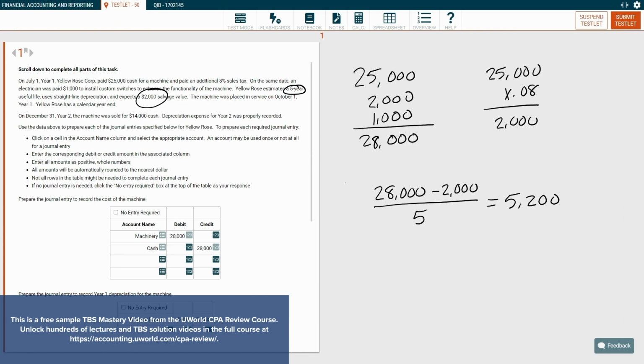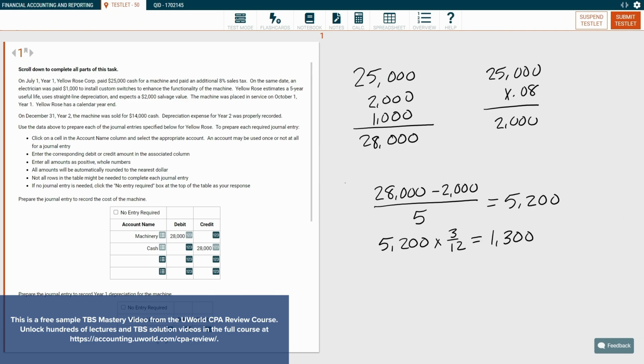What happened here, though? We placed this in service on October 1st, so we really just want October, November, December, 3 months of depreciation. So $5,200, a full year's worth of depreciation, times 3 over 12 for the portion of the year where it was actually in use, and we'll get $1,300. So we want to record depreciation expense for $1,300 for this year.